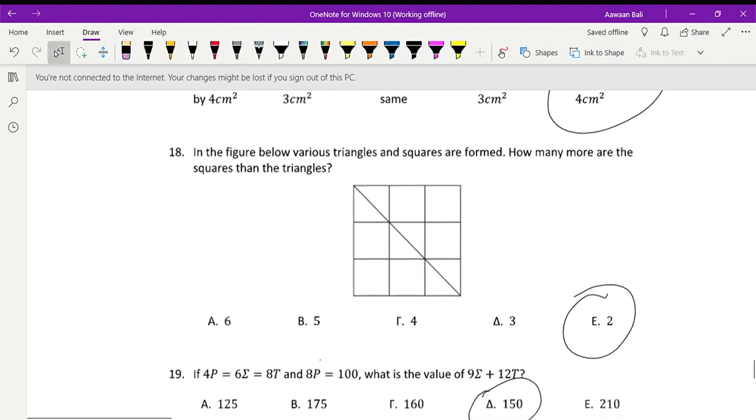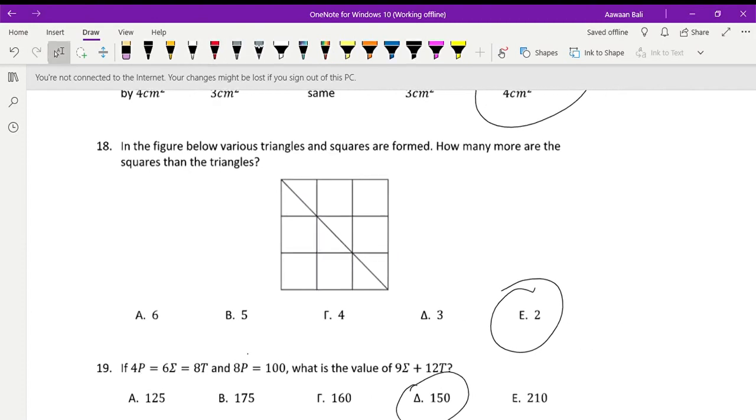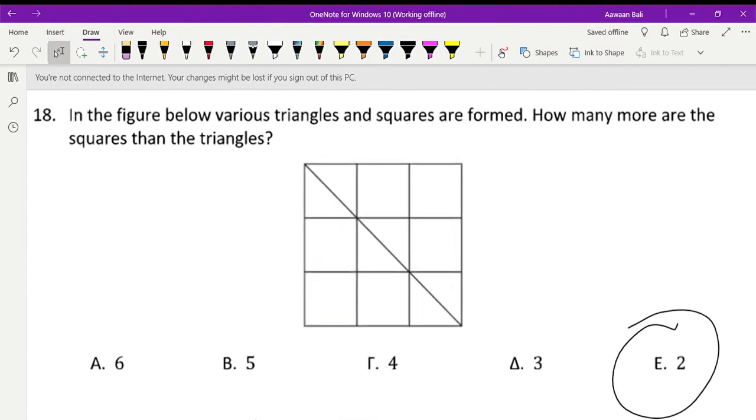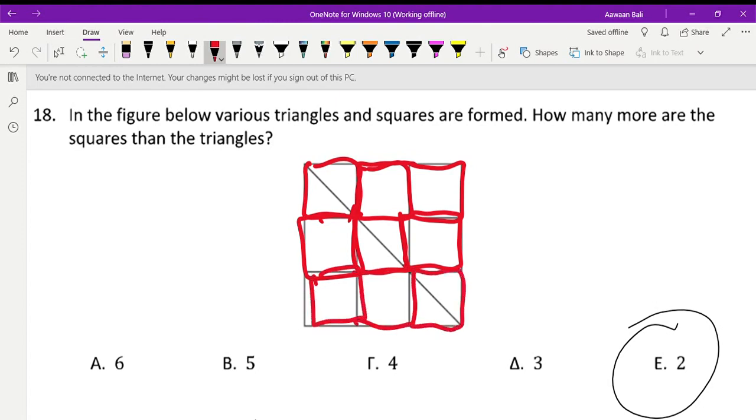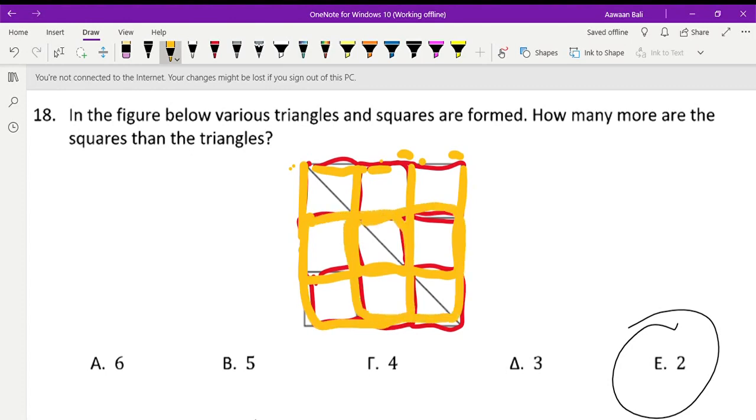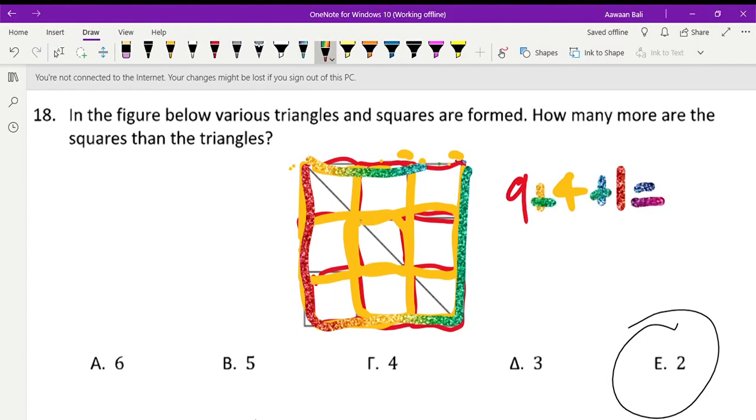Now, question number 18. In the figure below, various triangles and squares are formed. How many more are the squares than the triangles? We've done this question before in another paper, so I'll just quickly go over it. So first we have these 1 segment squares. So 1, 2, so there's 9 in total. You don't exactly have to count, but since you know 3 squared is 9 already, but I'm just going to show it to make more clarity, I guess. And then we have 4 squares. Wow, yes, so there's 4 of them. So first we had 9, now we have 4, and finally the last 3 by 3 square, it's 1. So 9 plus 4 plus 1 is 14.